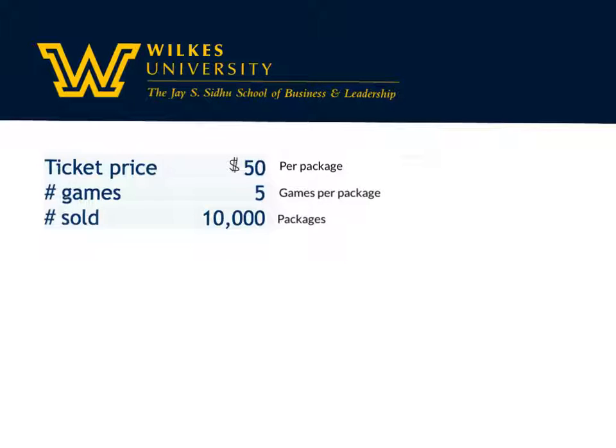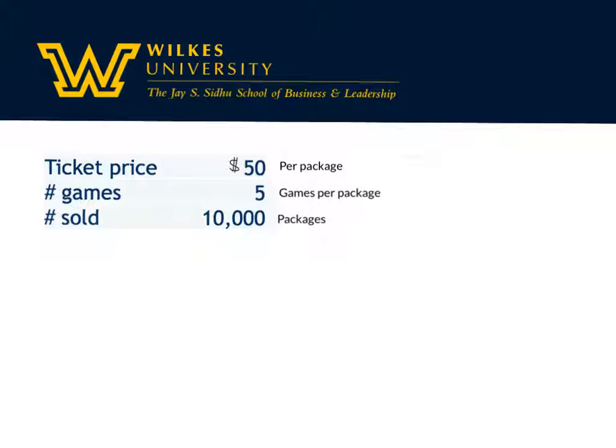So immediately you want to make sure you're calculating the correct number of tickets and the price sold. So if there are 5 games per package, there's really going to be 50,000 tickets to individual games. But it's also $50 per package. So that could be $10 per game or $50 per package with 10,000 packages.